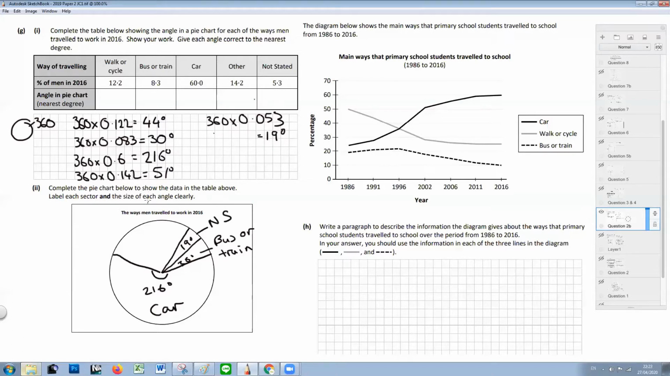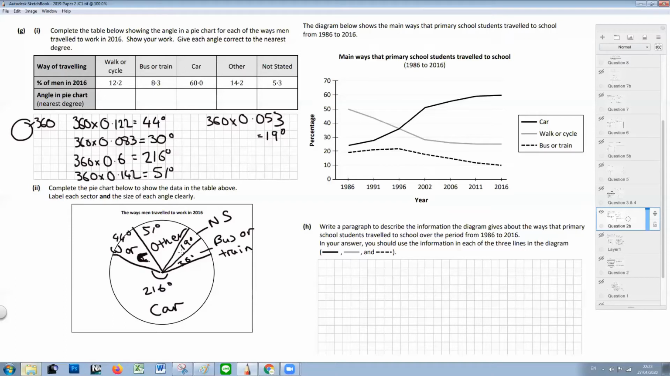Your next one is going to be 51 degrees. And you have another one, 44. So this one's going to be slightly bigger. So this is going to be 44, and this one is going to be 51. And 51 degrees is 0.142, so that's other. And the last one is walk or cycle. So we'll just give the first digit for each, or walk or cycle.